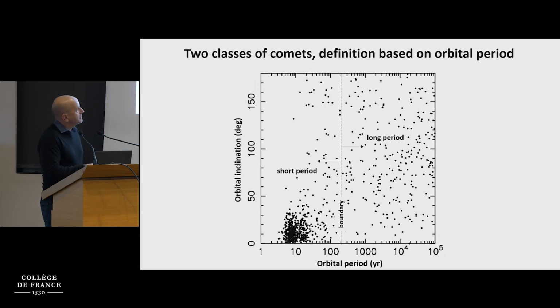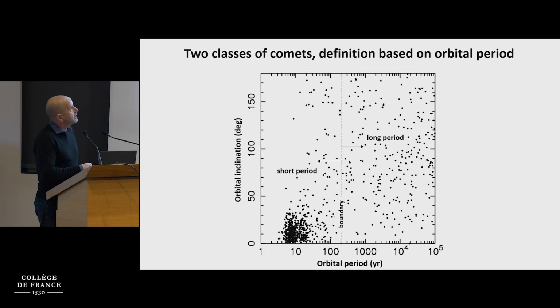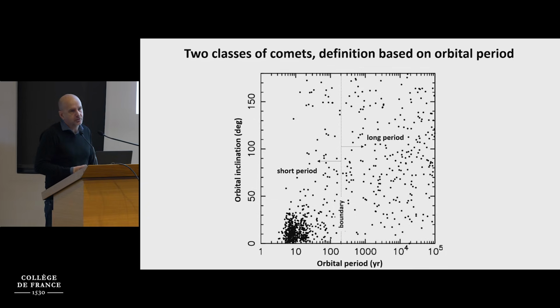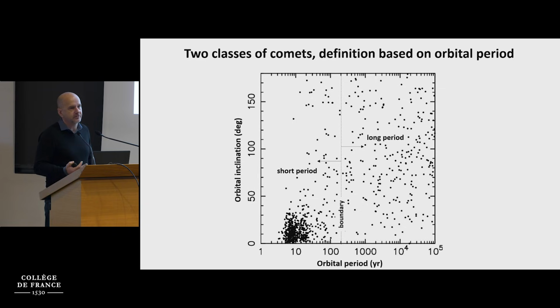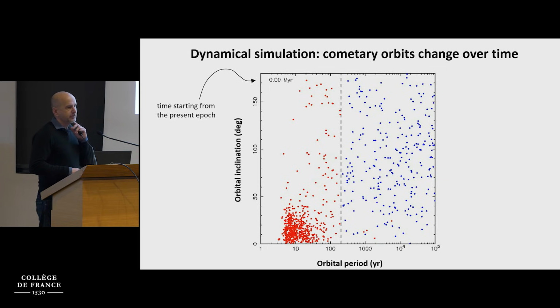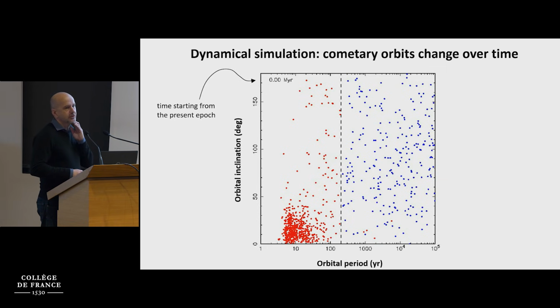For this reason, this boundary that runs in the middle of nowhere is not a very good classification scheme, because comets that have slightly lower or slightly larger orbital period than the boundary are the same. They are not different. So this classification based on the orbital period is not very useful. It can serve to tell the observer this comet is likely coming back, this one is not coming back, but for a dynamical classification, it's not ideal. The second problem with this classification is that both the orbital period and inclination change over time.